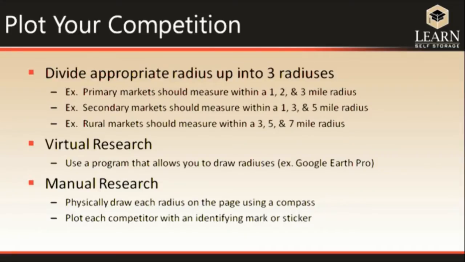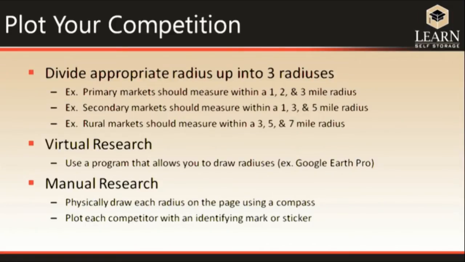Now, as we were talking about earlier, you're going to want to draw radiuses. In order to get the most accurate definition of your market, you're going to have to draw 3 radiuses. Your outermost radius being the one that we spoke about earlier, either the 3, the 5, or the 7. So in the primary market, you're going to draw a 1, 2, and 3 mile radius, secondary, a 1, 3, and 5 mile radius, and a rural market, a 3, 5, and 7 mile radius.